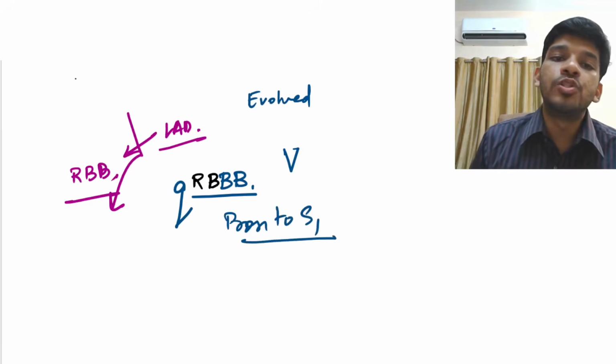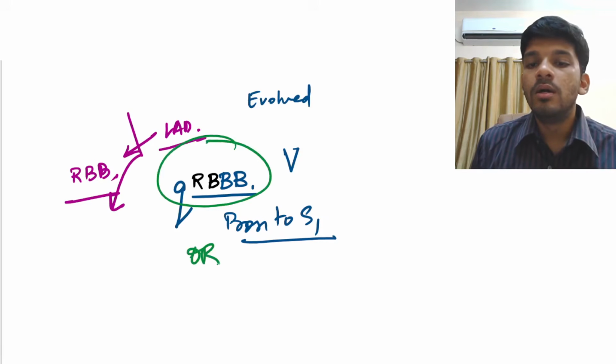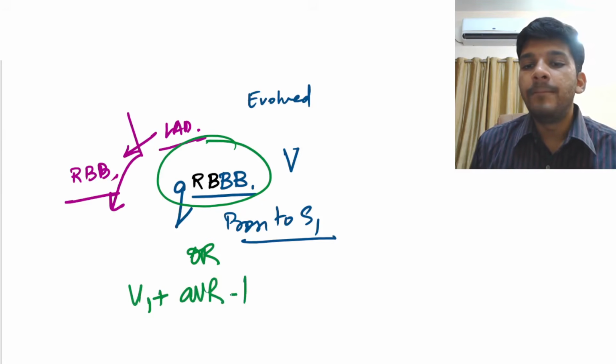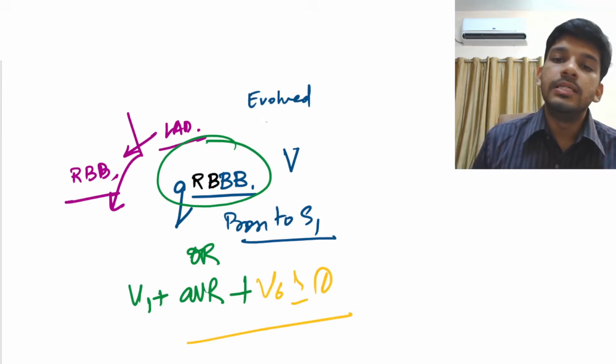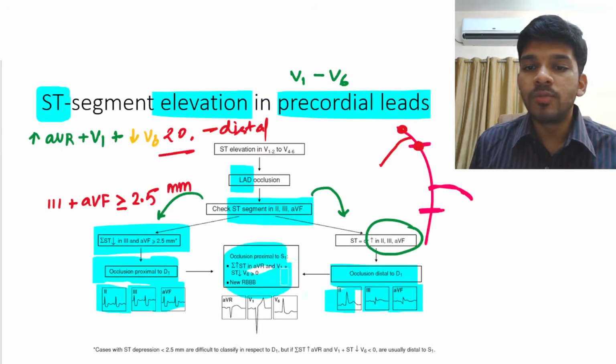So for proximal LAD occlusions, there are two things to look at. One, whether there is a QRBBB pattern, or whether there is ST elevation in V1 plus aVR plus ST depression in V6, whether the sum is positive. These are the findings for a proximal LAD occlusion, that is, an occlusion proximal to S1.